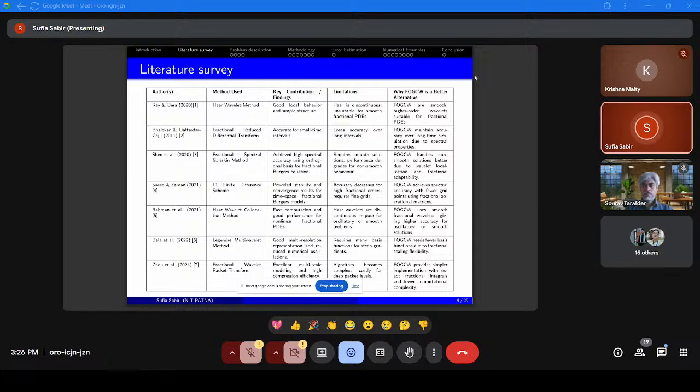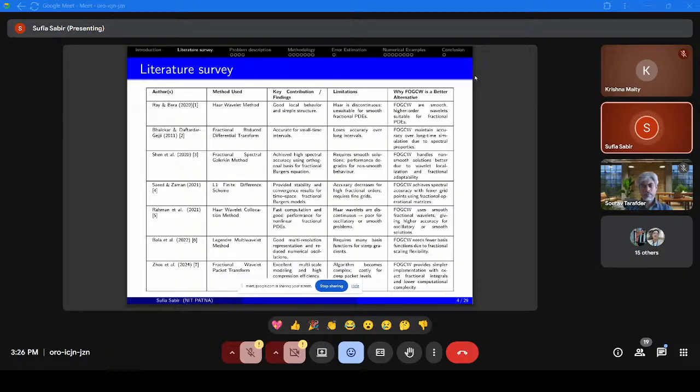Bhalekar and Daftardar used a fractional reduced differential transform method, but it is accurate only for a small time interval. Their limitation is that they lose accuracy for long intervals. Our FOGCW maintains the accuracy over large time intervals. Then Shen et al. used the fractional spectral Galerkin method. The key contribution of this method is that they achieved a high spectral accuracy, but the limitation is that its performance degrades for non-smooth behavior. Our FOGCW works also for non-smooth solutions.